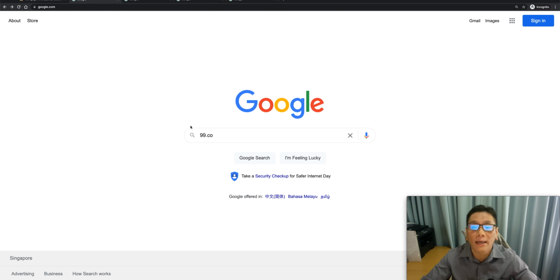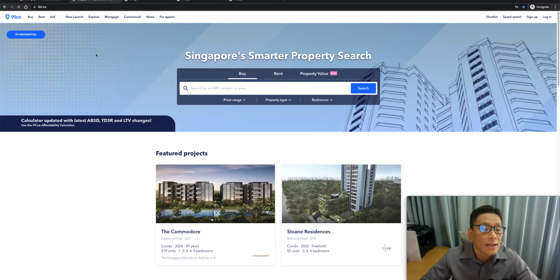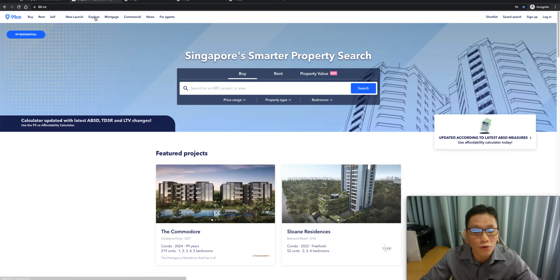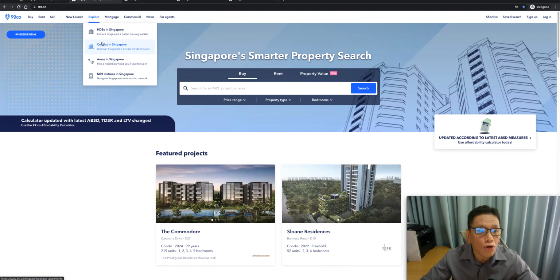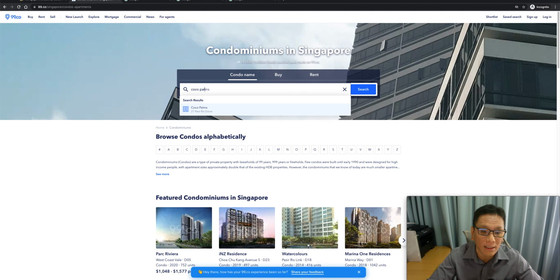Now let's move on to my second calculator. The second website that I'd like to show you is 99.co. When I click on 99.co, let me explain which site to go to. Now the second one to look for is you should go to Explore, and under Explore you go to condos in Singapore. Now this is a very powerful website. So for example, let me search an example, Coco Palms, okay?